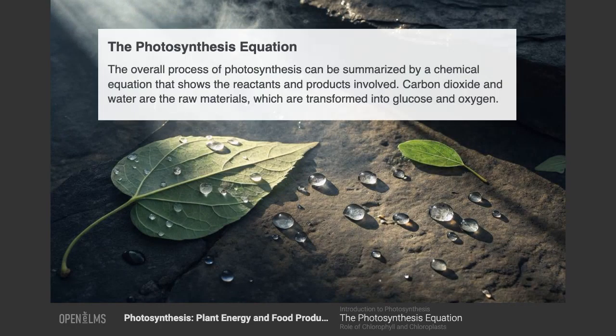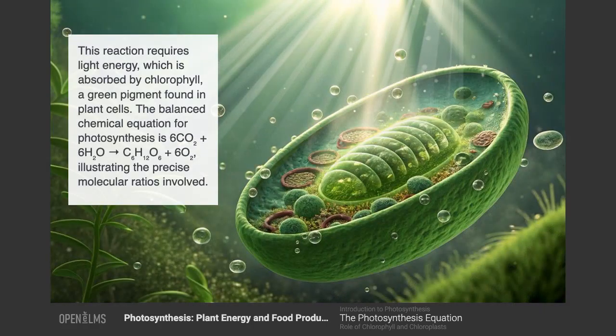The photosynthesis equation. The overall process of photosynthesis can be summarized by a chemical equation that shows the reactants and products involved. Carbon dioxide and water are the raw materials, which are transformed into glucose and oxygen. This reaction requires light energy, which is absorbed by chlorophyll, a green pigment found in plant cells. The balanced chemical equation for photosynthesis is 6CO2 + 6H2O → C6H12O6 + 6O2, illustrating the precise molecular ratios involved.